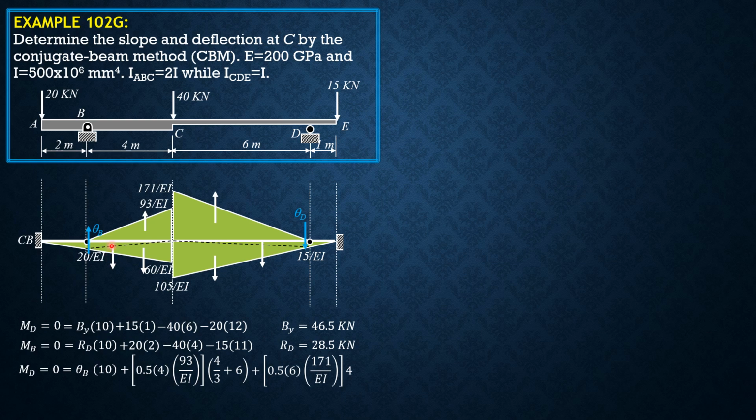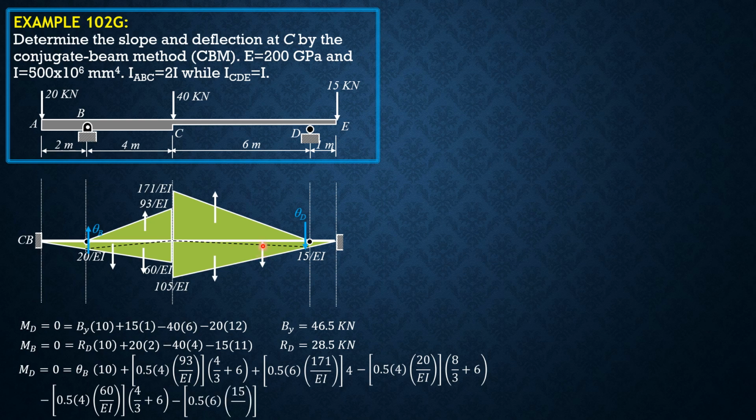Then minus the moment of this area, minus 0.5 of 4 times 20 over EI times quantity 8/3 plus 6, where 8/3 is 2/3 of 4. Then minus the moment of this area, 0.5 of 4 times 60 over EI. The moment arm is 1/3 of 4, or 4/3 plus 6. Then minus this small area, 0.5 times 6 times 15 over EI times 2, 1/3 of 6 is 2. And lastly, moment of this area about D, minus 0.5 times 6 times 105 over EI times 4, where 4 is 2/3 of 6. So we can now solve theta B.